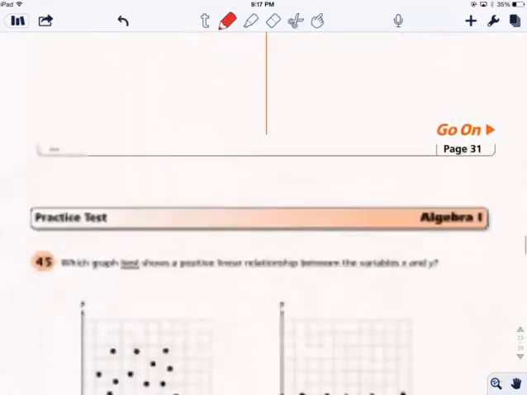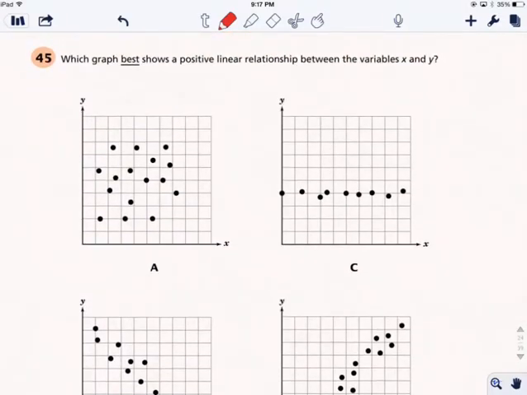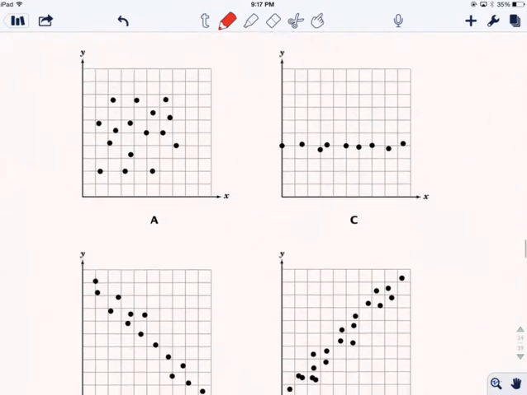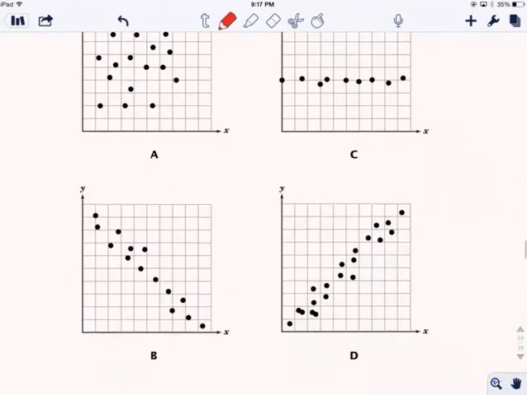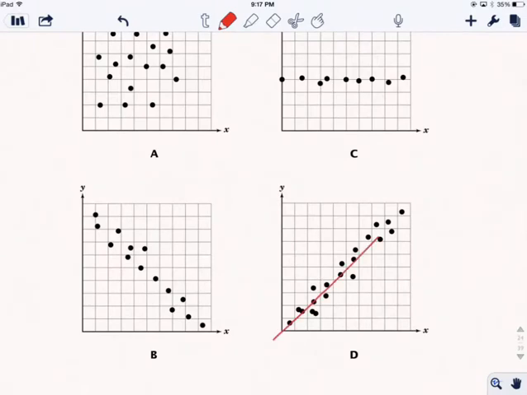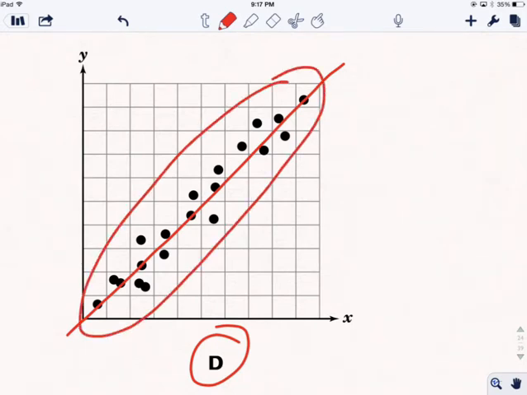Alright? So moving on to number 45, which of these four graphs best shows a positive linear relationship between the variables? Well, I hope that you remember that a positive linear relationship will look kind of like this. Answer choice D. It's linear because the points in this scatter plot kind of sort of follow a trend line, right? They kind of all lie along a line.